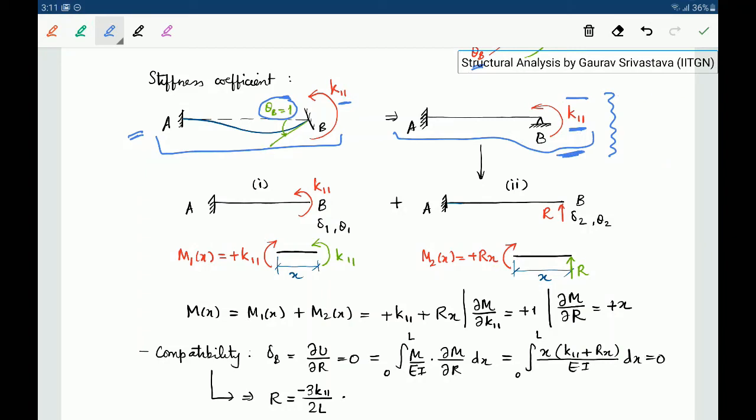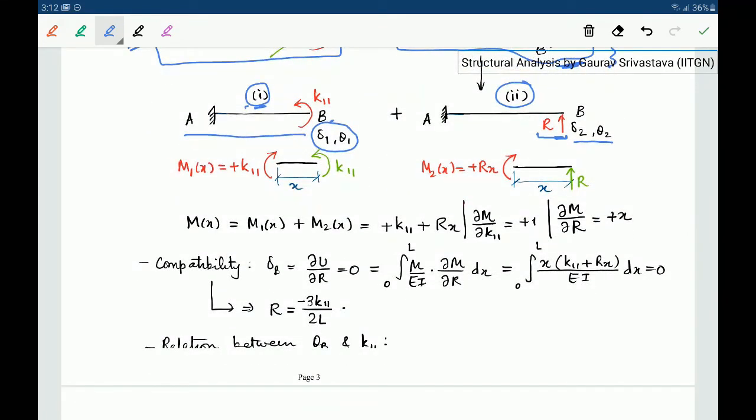So if we want to analyze using force based methods, we will again consider the primary structure for the force approach. In this case, let's say we have removed the support at B. So there are two cases. One is the primary structure with the applied load, K11, and this causes delta 1 and theta 1, displacement and rotation at point B. And then there is the application of the redundant force, which causes delta 2 and theta 2 at B. And we will apply the compatibility condition, which is that delta B will be equal to 0.